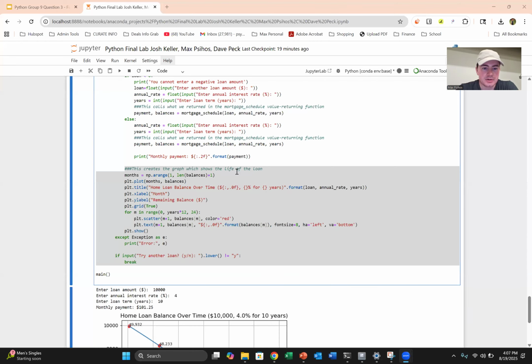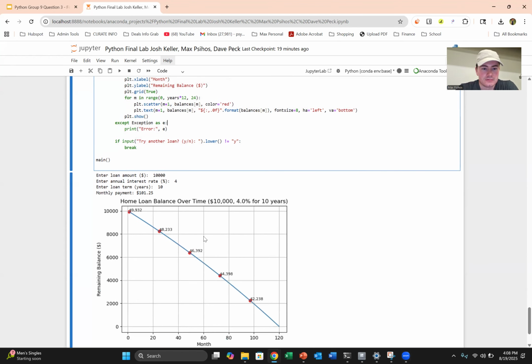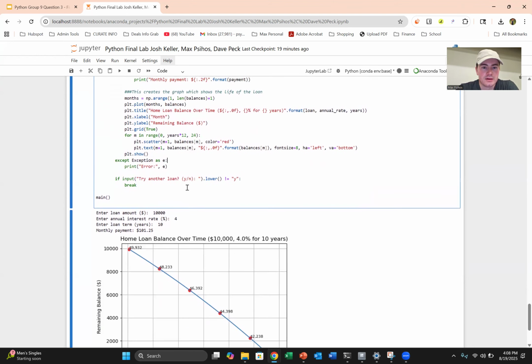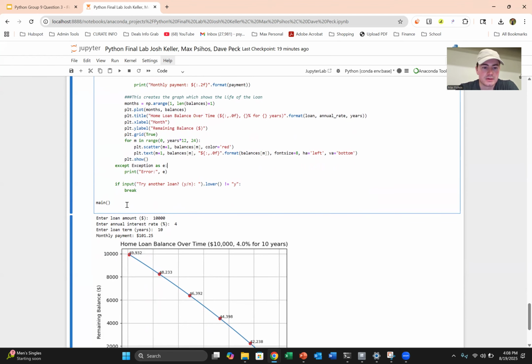And then this last part of the code prints the graph that I'll show you in a minute. So first we title it the home loan balance over the years. The X label will be our month, and then our Y label will be the remaining balance of the loan. And as well, at the end, the user is able to try another loan if they wish.